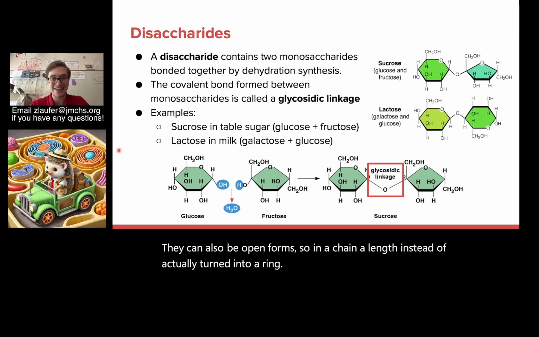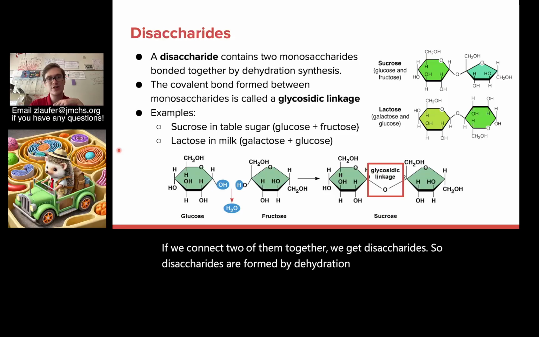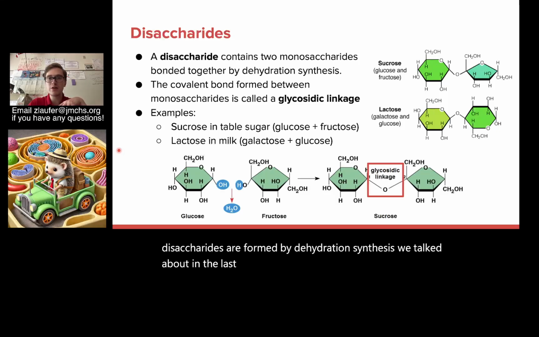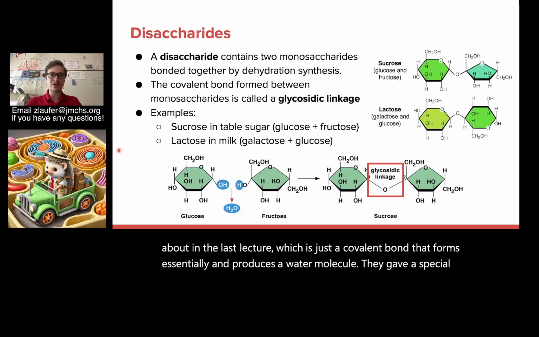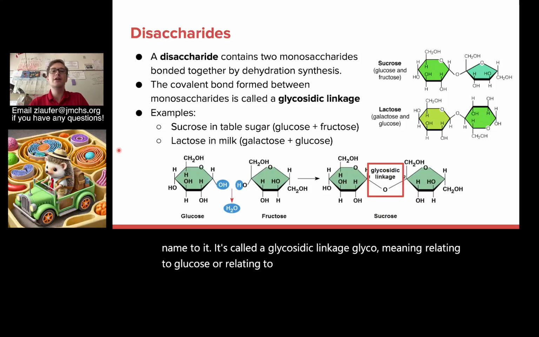If we connect 2 of them together, we get disaccharides. Disaccharides are formed by dehydration synthesis, which we talked about in the last lecture, which is just a covalent bond that forms and produces a water molecule. They give a special name to it: it's called a glycosidic linkage. Glyco means relating to glucose, or relating to sugar basically.